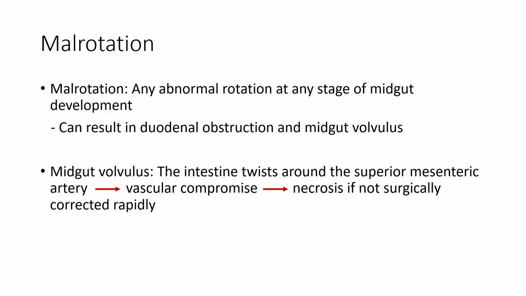Malrotation can result in duodenal obstruction and midgut volvulus. Midgut volvulus refers to when the intestine twists around the superior mesenteric artery. This will lead to vascular compromise, which is termed midgut volvulus. And if this is not corrected quickly, necrosis will occur. Infants usually present with bilious emesis, secondary to the midgut volvulus. So, bilious emesis in an infant is a medical emergency that needs prompt attention.